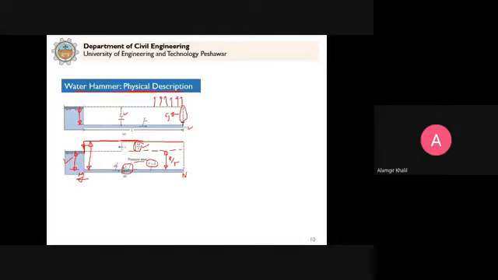What will be the effect of this? Some of the fluid will flow back to the reservoir. So that's why you see that a reverse velocity will establish. Now when the velocity is 0, you have the maximum pressure.